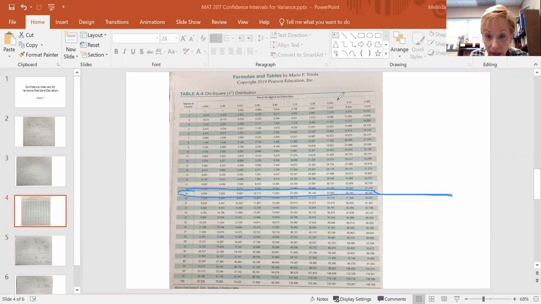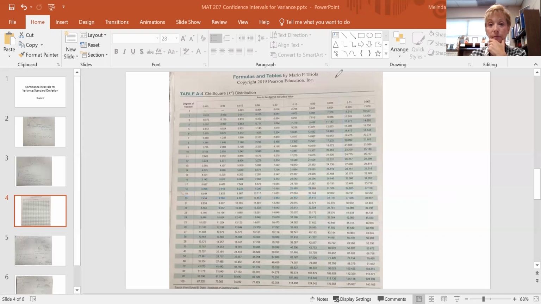All right, and that 0.025 is right there. So I'm in this column. What I'm looking for is where this row intersects this column. Where they intersect, that's the number that I need. So that's how I know that number is 32.852. It's hard to see on the screen, but look on your table where row 19 intersects that 0.025 column, you should see a 32.852.